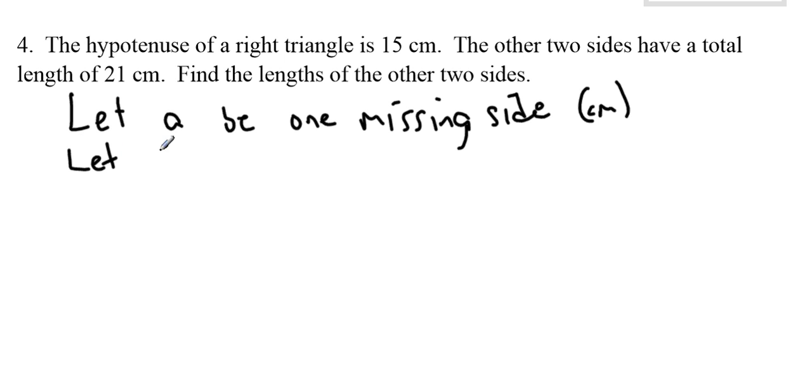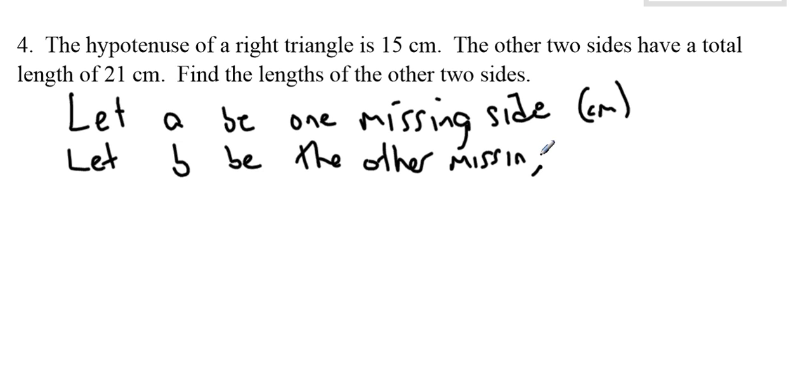And we're going to let B be the other missing side, because it just sounds weird to say the other side because it implies there's only two, and we all know there's three sides to a triangle, so that's why I threw the word missing in there. So let A be one missing side, let B be the other missing side.